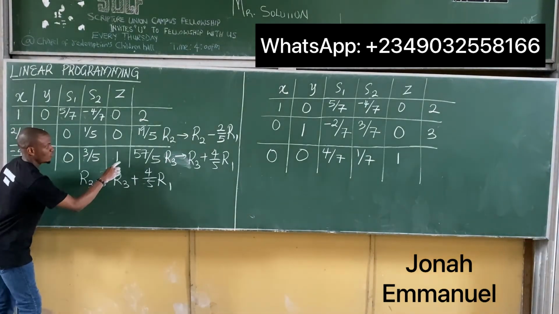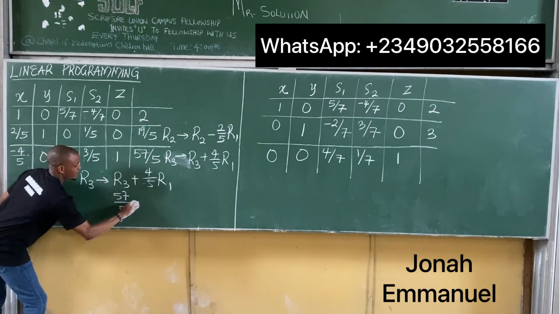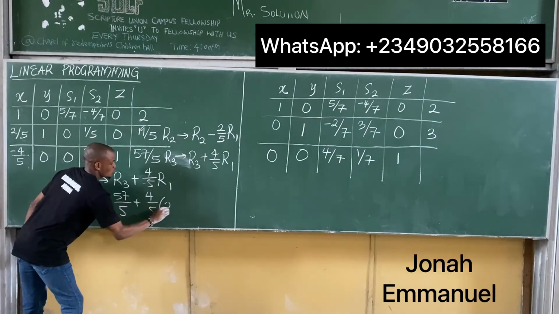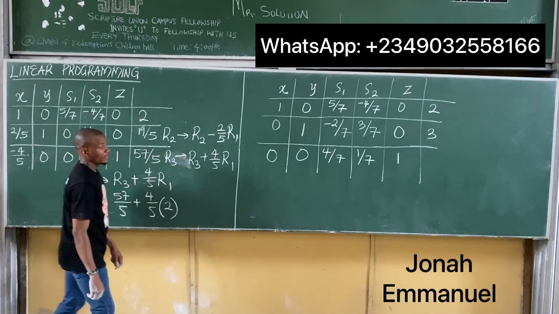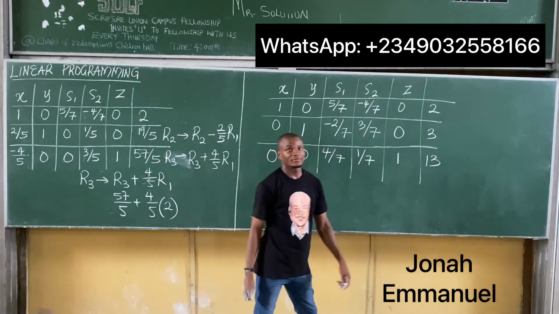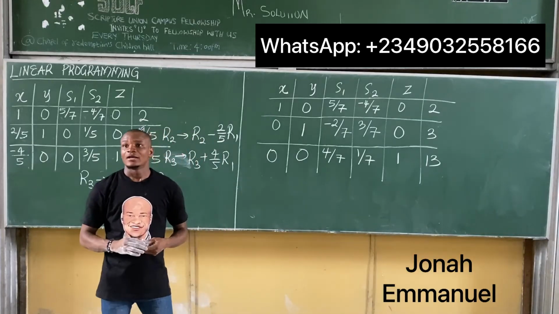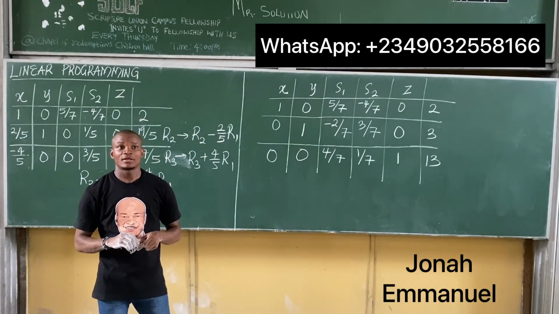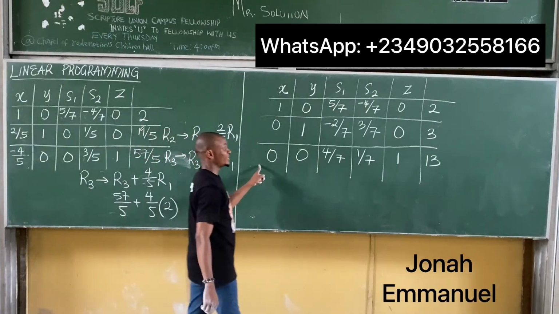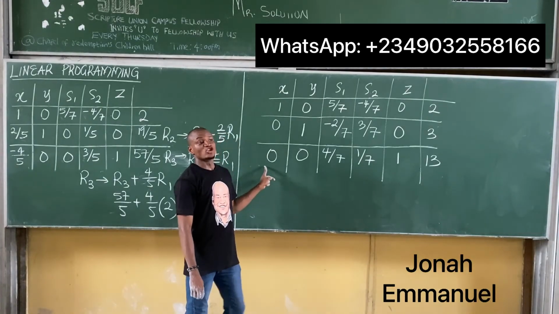Last task, what do I have here? 57 over 5 plus 4 over 5 times row 1 here, 2. What's the answer here? 13. So I'm here. At this point, am I done? Yes. Listen. How do I know I'm done? There is what there? No negative again. Listen. There is no negative again.